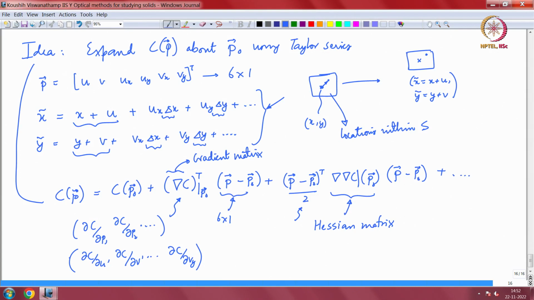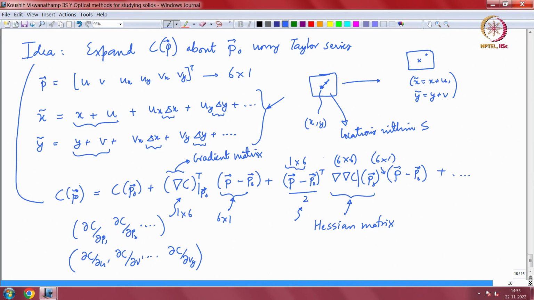Just to be sure, this being a 1 by 6, this being a 6 by 1 will give you a scalar. You have a row vector times a column vector here. Likewise, this being a 1 by 6, this will have to be a 6 by 6, this will be a 6 by 1, again you will get a 1 by 1 which is the scalar. So, you should have 1 by 6, 6 by 6, 6 by 1 for this.